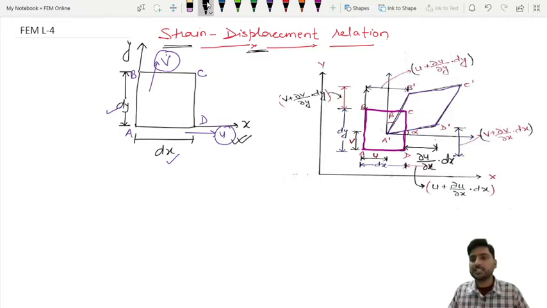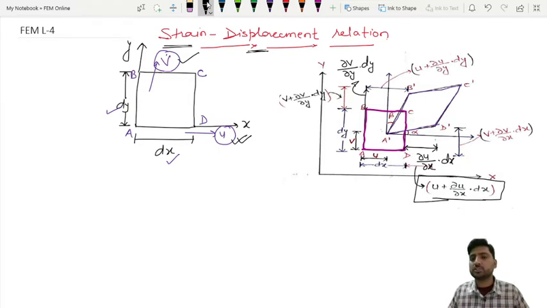Similarly here it will be del v upon del y, because this is in y direction, into dy. Why del v? Because v we have considered in y direction. So del v upon del y, a small displacement, into dy. So the total displacement from here to here is u plus, because this is the initial u, plus del u upon del x into dx. This will be the total displacement.